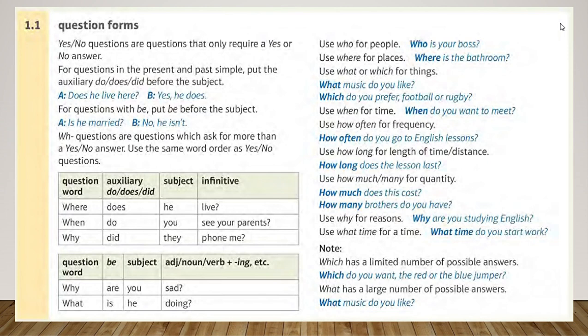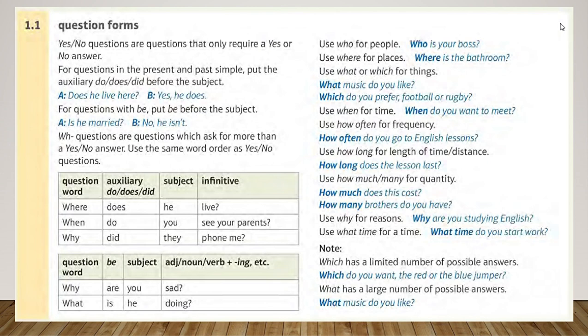Then take some time to read the rest of this explanation. As regards WH questions, they ask for more than yes or no. Imagine if I ask, where do you live? The answer cannot be yes or no. You have to tell me, I live in Córdoba, Argentina, for instance. Right? So pay attention to the structure. Where does he live? We have question word, auxiliary, subject, infinitive.